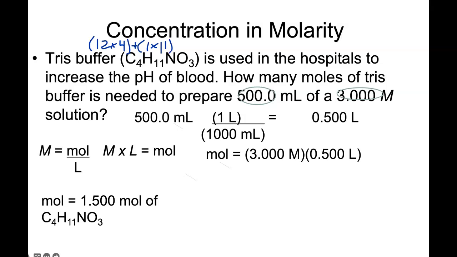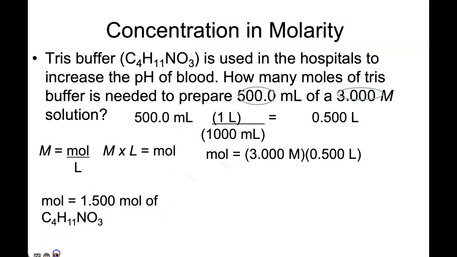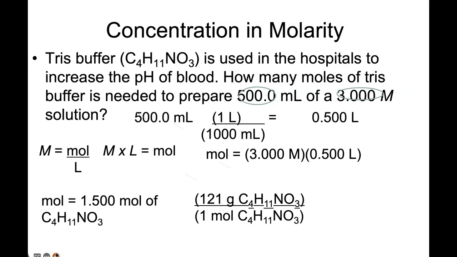I know that nitrogen, let me look at nitrogen on my periodic table. Nitrogen is 14. And oxygen is 16. So I can do all of this to figure out. I've only got 1 nitrogen, so that's easy. And my oxygen is 16, and I've got 3 oxygens. And so when I put all of that together, I'm going to come up with a number that tells me the molar mass of this tris buffer. And that number is going to be 121 grams per mole.